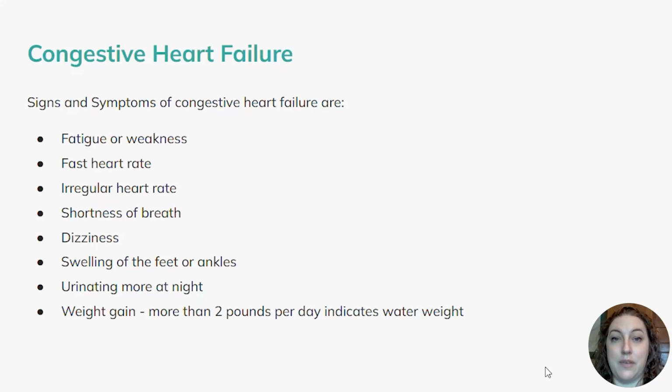Signs and symptoms of congestive heart failure are fatigue or weakness, a fast heart rate, an irregular heart rate, meaning it's not beating steadily but unsteadily, shortness of breath, dizziness, swelling of the feet or ankles, urinating more, especially at night, and weight gain, more than 2 pounds per day, indicates that it's water weight.